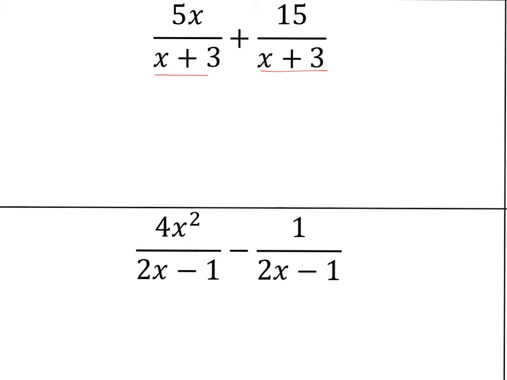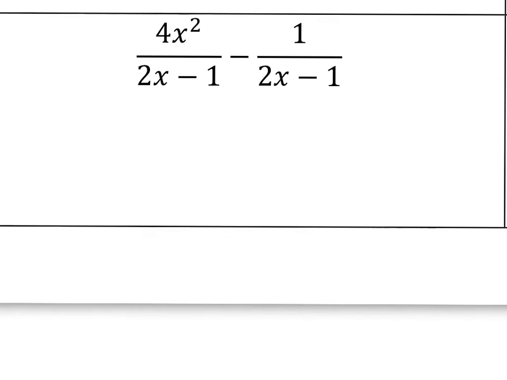Okay, let's look at this first example here. Same denominator, so we can go ahead and just add the numerators: 5x plus 15 all over x plus 3. And I can factor out the 5 in the numerator, just like what we've been doing earlier, simplifying rational expressions, and this would be 5. Now let's look at one where you have to subtract. Okay, at the top we could use difference of squares.